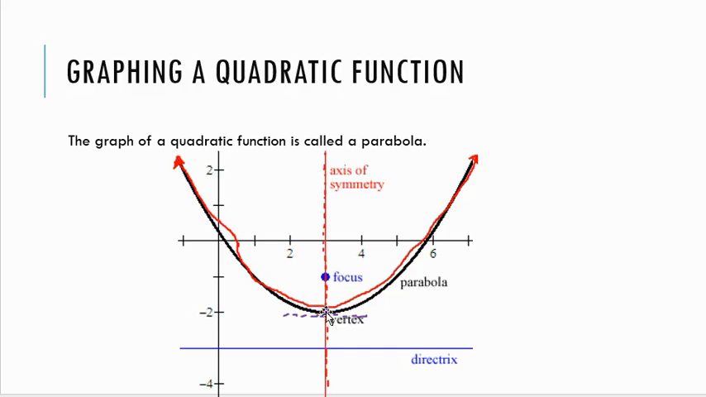This point right here is called the vertex. It is either going to be the lowest or the highest point of the parabola, depending on which way it opens, but it is at the center of the parabola. So that's important to know. And because it is also at the center, the axis of symmetry runs through the vertex.